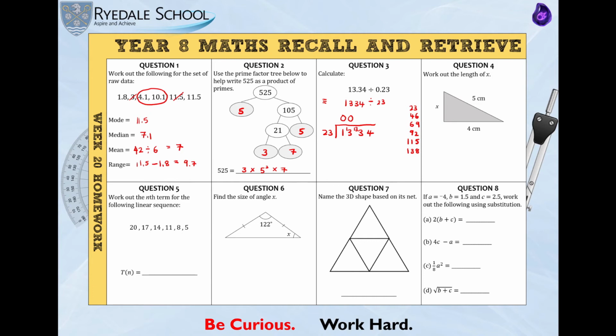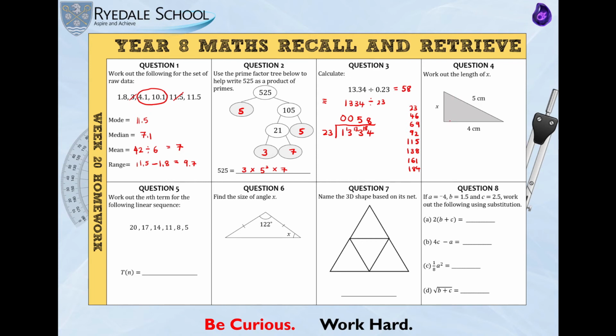23 into 133 goes 1, 2, 3, 4, 5 times. But how many left over? Well, what's the difference between 133 and 115? Well, that is 15, 16, 17, 18. So I'm going to need a little bit more of my 23 times table. 161, 184. So 23 into 184 is 1, 2, 3, 4, 5, 6, 7, 8 times. So the answer to this is 58.